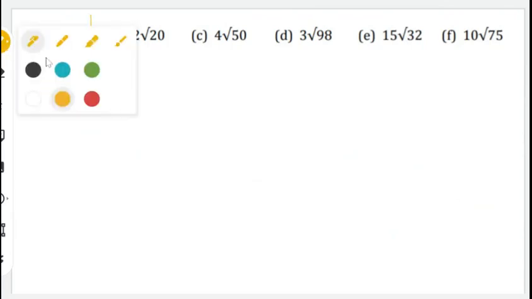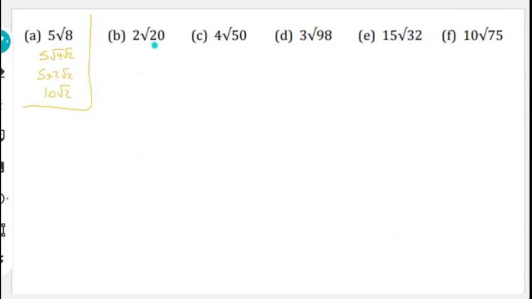So first one. For the first one, I got 10 times square root of 2. Nice, because it's 5 times square root 4 times square root 2. 5 times 2 square root 2. 10 square root 2. Nice. For the next one, I got 4 times square root of 5. Looks good. So that's 2 times square root 4 times square root 5. 2 times 2 times square root 5. So 4 square root 5. Yep.